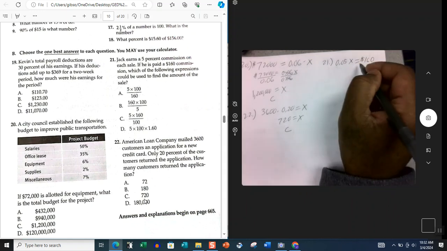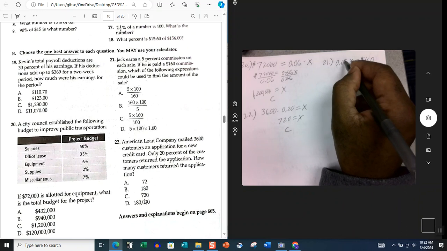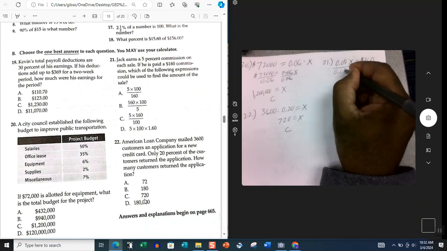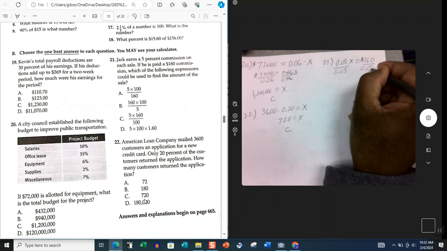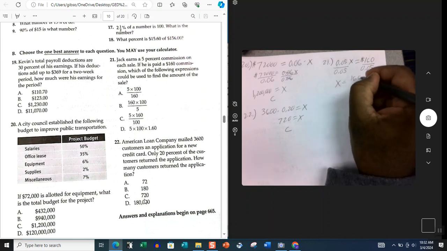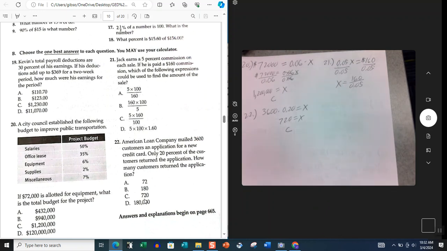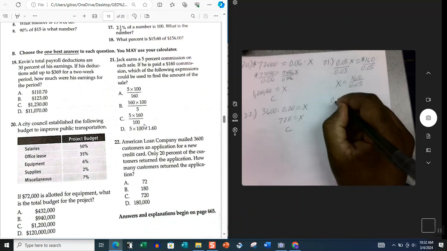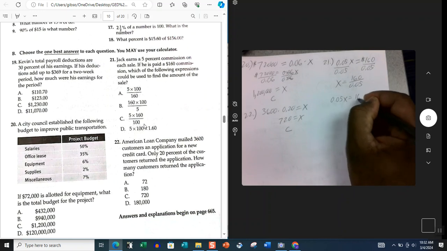So what we could do is divide each side by 0.05, and x is equal to 160 over 0.05. Now, here's the issue. If you notice here, they have the 160, but they don't have 0.05 here. So that tells us that they want us to write this as a fraction. So we'll go back to what we had, the 0.05x equals 160.